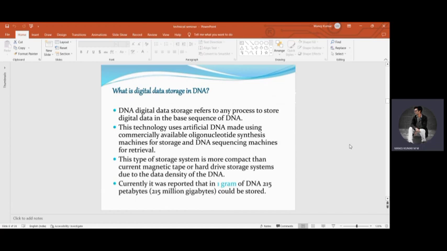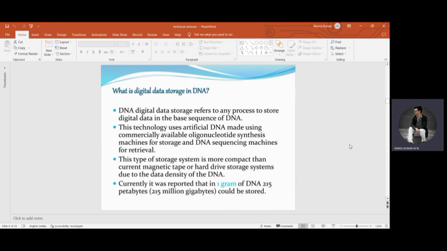So what is digital data storage in DNA? DNA digital data storage refers to any process to store digital data in the base sequence of DNA. This technology uses artificial DNA made using commercially available oligonucleotide synthesis machines for storage and DNA sequencing machines for retrieval. This type of storage system is more compact than current magnetic tape or hard drive storage because of the data density in the DNA. Currently, it was reported that 1 gram of DNA can store 215 petabytes, like 215 million gigabytes.